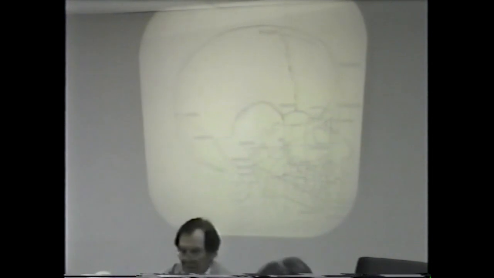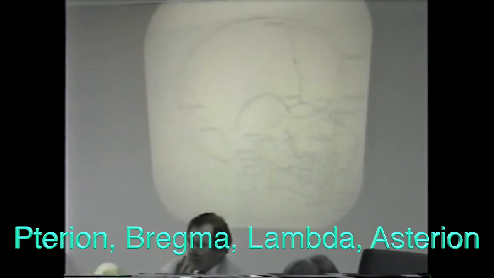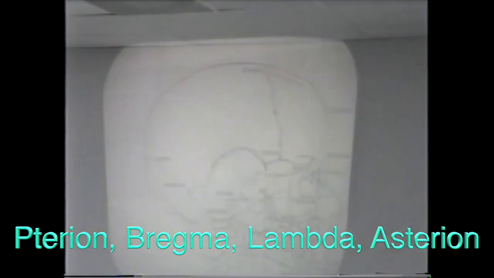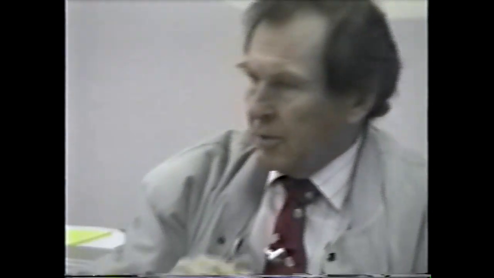Now, bridges have abutments. So at each corner, we have an abutment. So these have names. On the front, this is called Terion. At the top, it is Bregma. At the back, it's called Lambda. And back here, it's Asterion. So you have one of these anthropologic points at each corner of the parietal bone. So the parietal bone is designed.